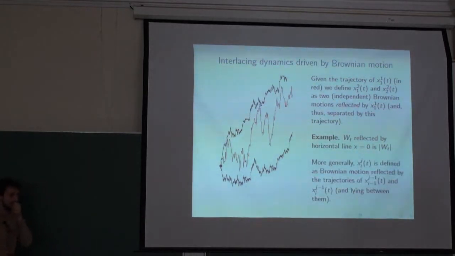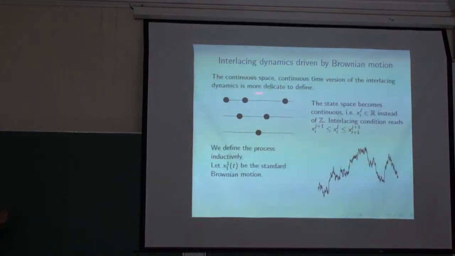And more generally, you can define your process inductively. So if you want to understand what's happening, say, with this particle, then you should already know the trajectories of this particle and this particle. And then the trajectory of this particle will again be an independent Brownian motion reflected by this trajectory and this trajectory. So why is it interesting to study such a strange object, some reflected Brownian motions?